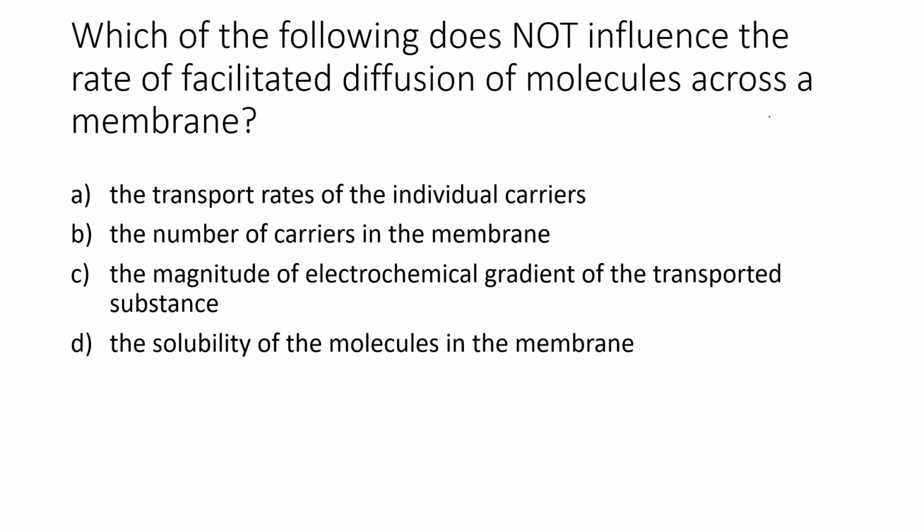Remember, these are not actually going through the membrane. So it doesn't matter if glucose, for example, can go through the membrane. It's going to be moving through a carrier, and so that's not going to influence the rate of glucose movement through the membrane, because it's not going directly through the membrane, it's using a carrier, okay? All right, so the answer here would have been D. All three of the other factors do influence the rate of facilitated diffusion.